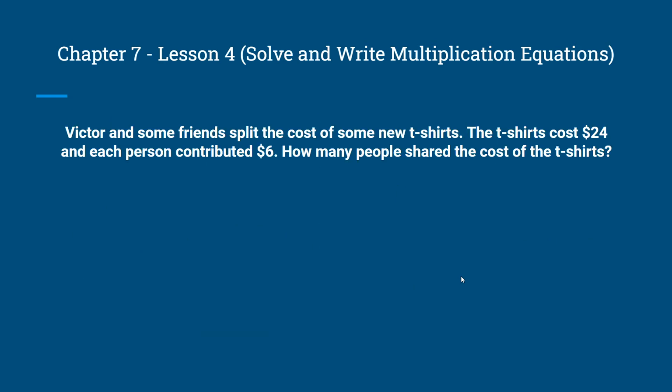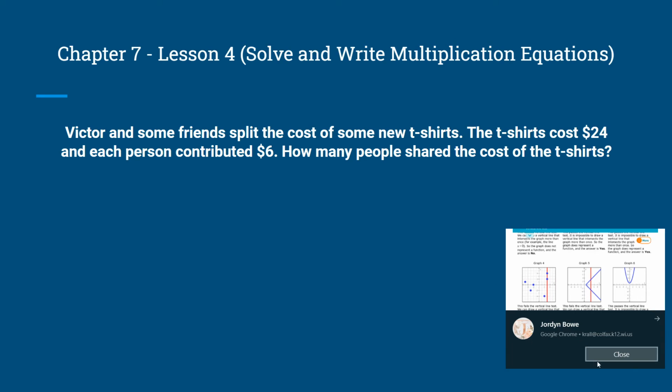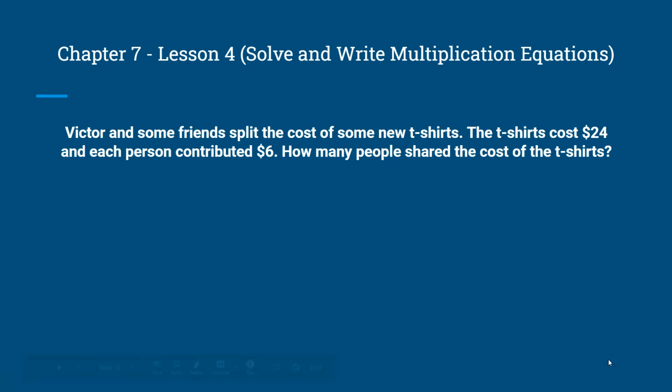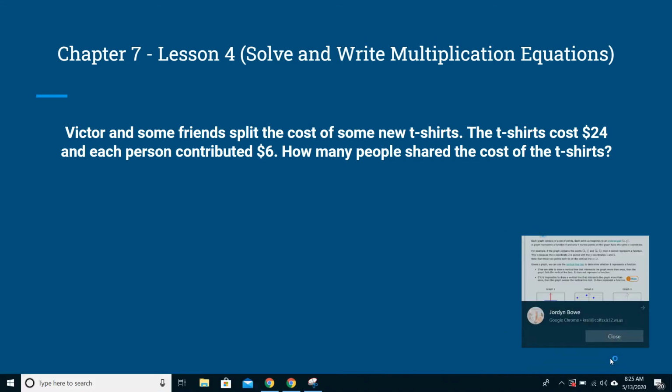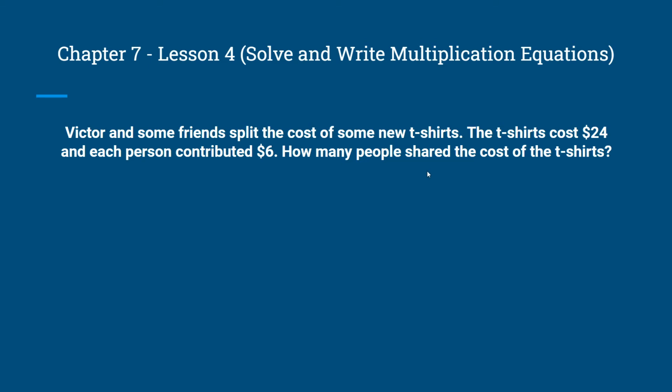Let's try a couple word problems here now. Here's the first one. It says, Victor and some friends split the cost of some new t-shirts. The t-shirts cost $24 and each person contributed $6. Okay, so we know how much each person pitched in to buy these t-shirts, but we don't know how many people are actually contributing. So what we need to try to figure out is how many people shared the cost of all these t-shirts.